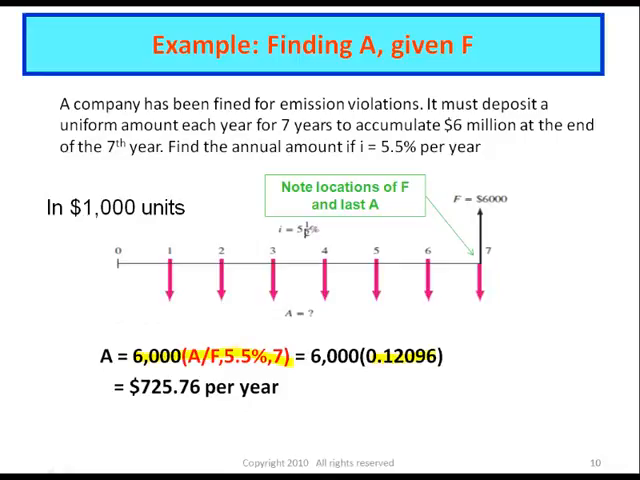The value for the A/F factor at 5.5% interest and 7 years is 0.12096. Therefore, if the company sets aside $725,760 each year and makes 5.5% on each of these installments, the $6 million will be paid off in exactly 7 years. Think of the difference that 5.5% interest makes. These 7 amounts of $725,760 a year with no return will total only $5.08 million. The remaining approximate $1 million comes from the 5.5% interest on these installments.